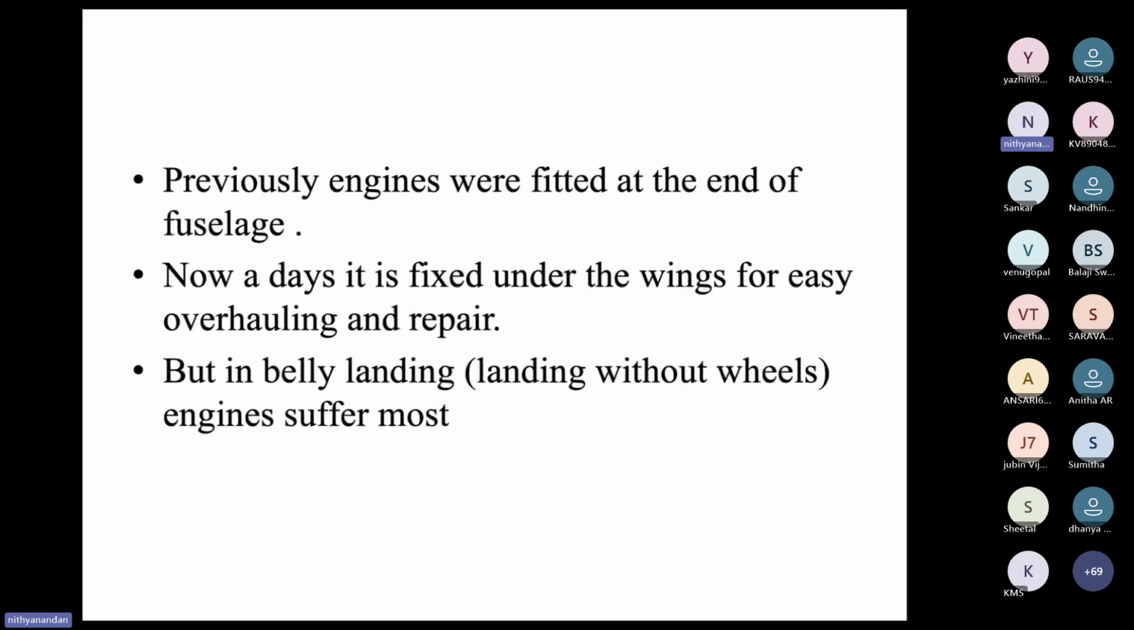Previously, engines were fitted at the end of the fuselage. Fuselage means the body. Now, they are fixed under the wings for easy overhauling and repair. But in belly landing, when the wheels are not operating and cannot be put down, the aircraft will land on its body itself. So when it is doing a belly landing, the engines are the first to suffer damage because they are put just below the wings.